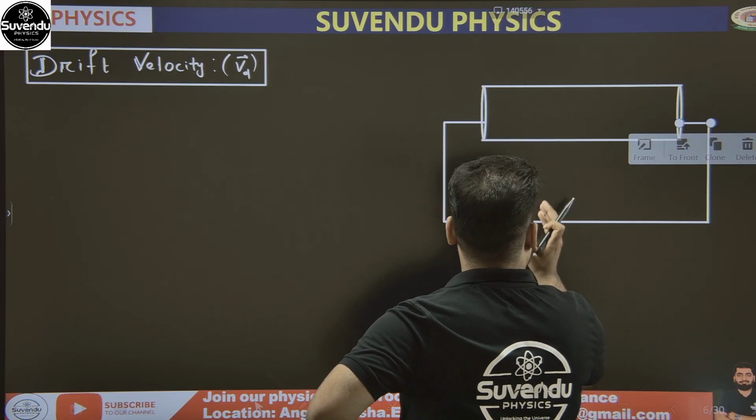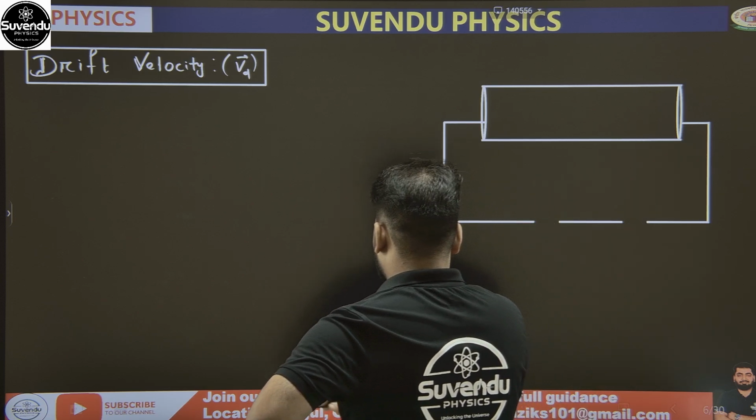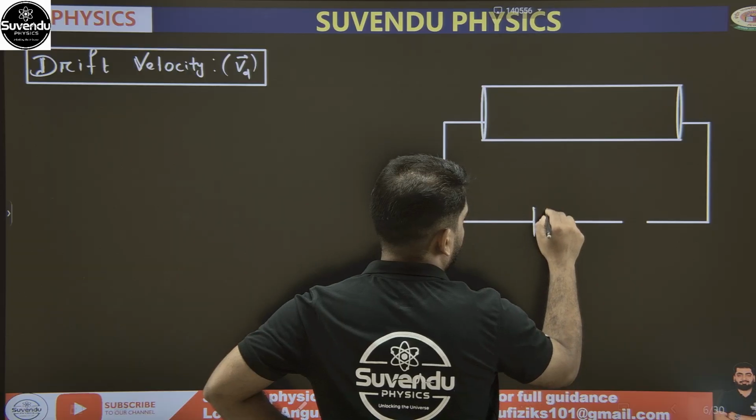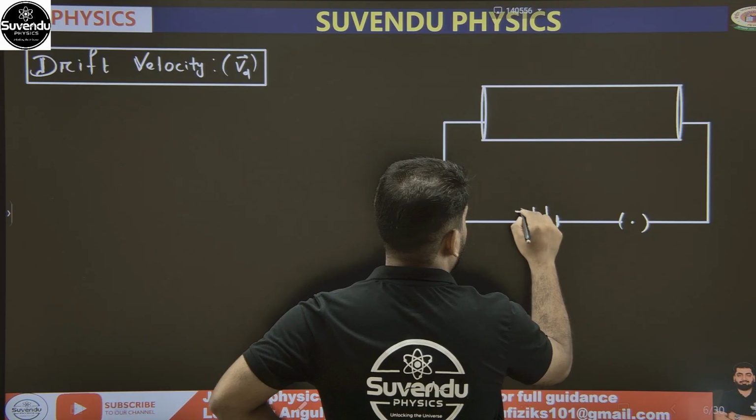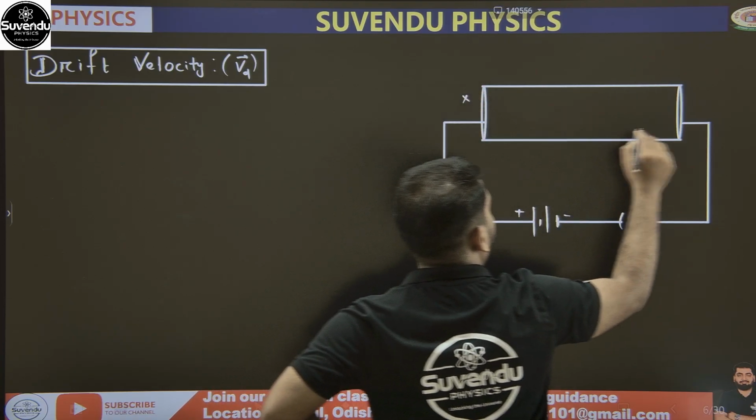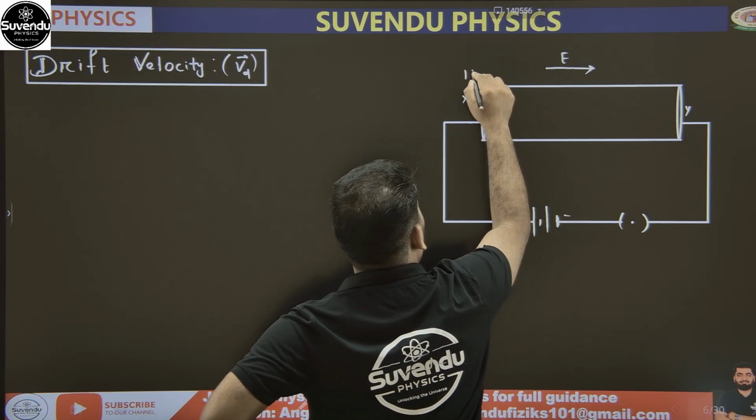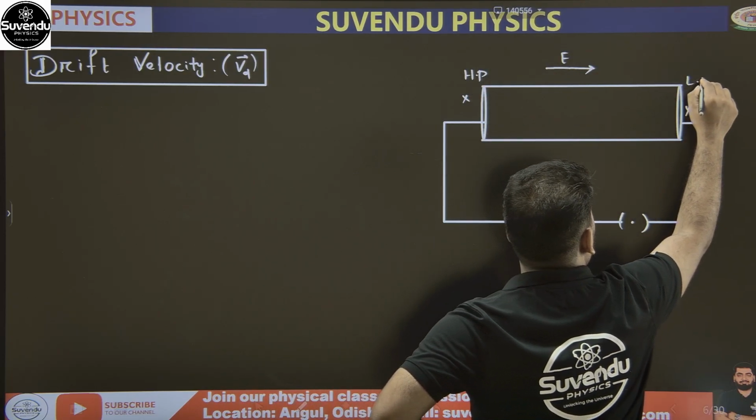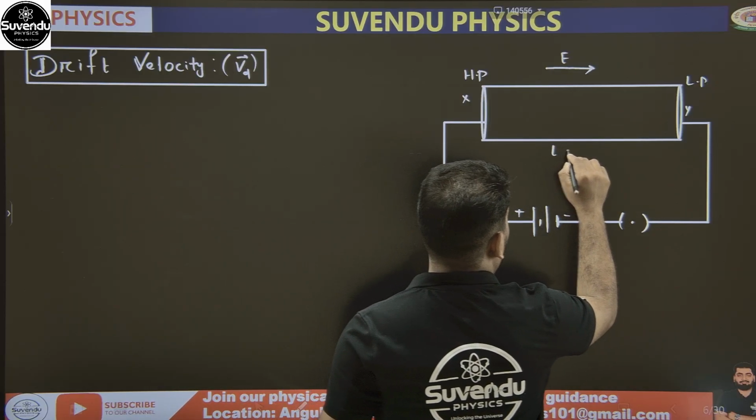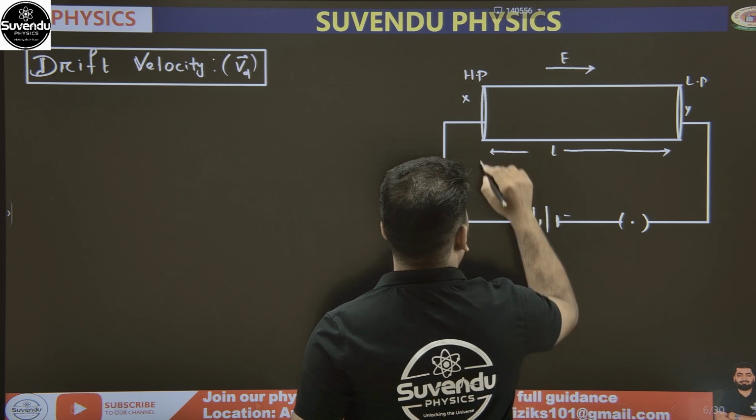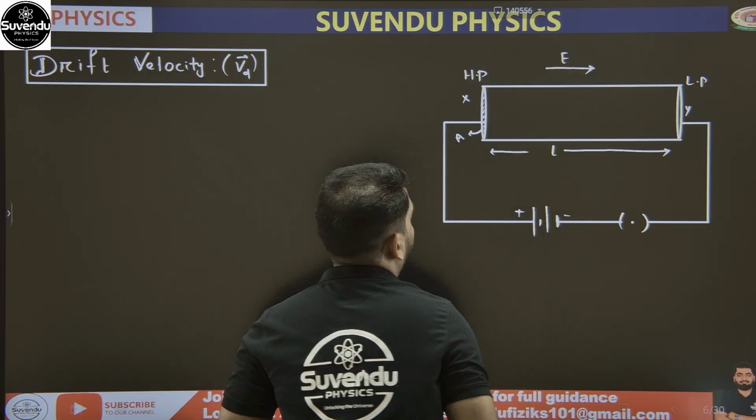I think the diagram is clear to all of you. Let us think here the battery is attached and this is the key. So this is positive, this is negative. This end is X, this end is Y. The electric field direction is from higher potential to lower potential. This one is higher potential, this one is lower potential. The length of the conductor is L. Let A be the area of cross section of the conductor.